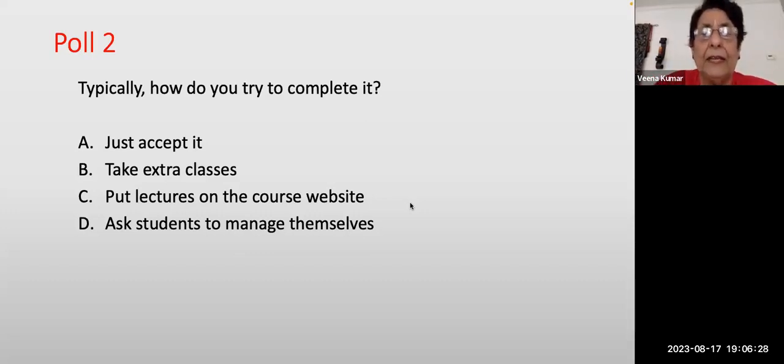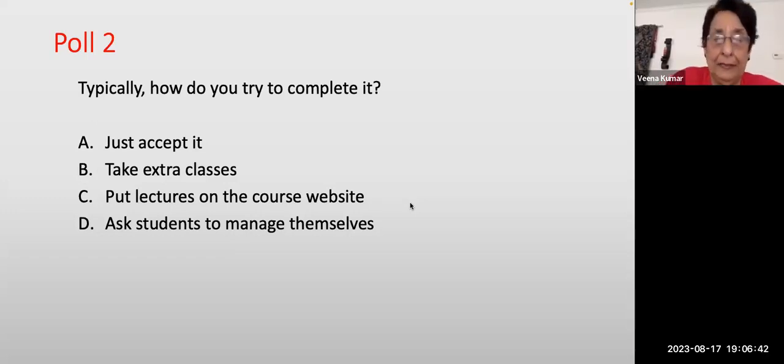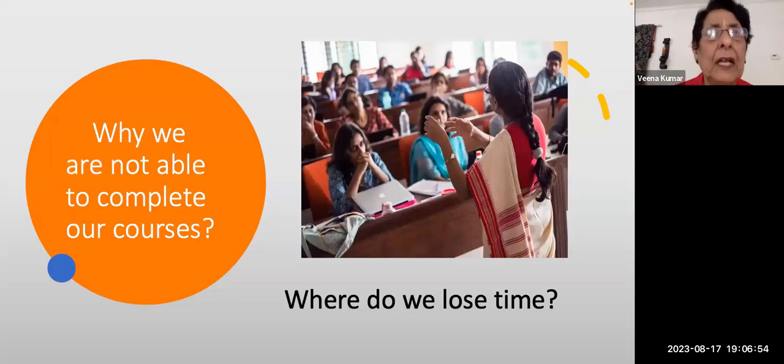But let's see if we can find a solution for all these things. I have 14% of people say we put lectures on the website. That is one solution, but 81% of the people are always taking extra classes. Now, taking extra classes seems like a natural solution. But can you imagine the situation of the student who is taking 4 courses and everybody is trying to take extra classes at the end of the semester?